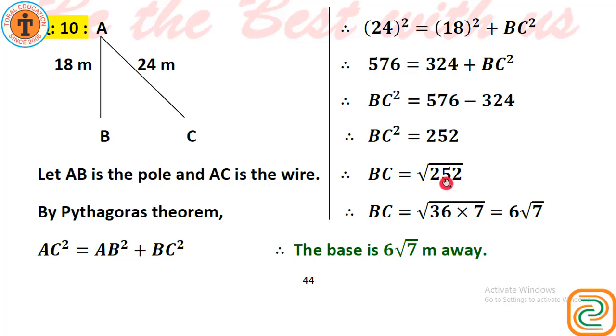But 252 is 36 into 7. So 36 is a perfect square. So we take the square root: 6 root 7. So the base is 6 root 7 meter away.